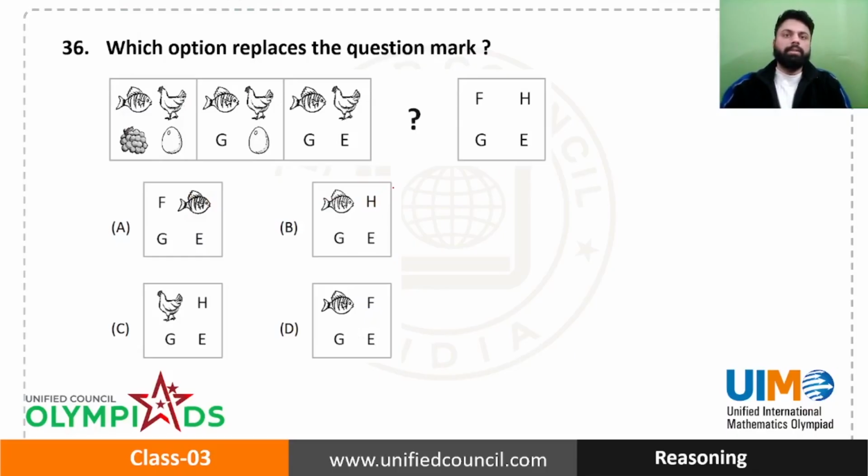Which option replaces the question mark? So grapes, fish, hen, egg. Grapes is G, fish, hen, egg. Then egg is E. Then after that, if you look at the sequence, the next name should be replaced by G, this should be E. There is an image of a fish, and then it has to be hen. So G, E, H and fish. That is what the correct answer is.